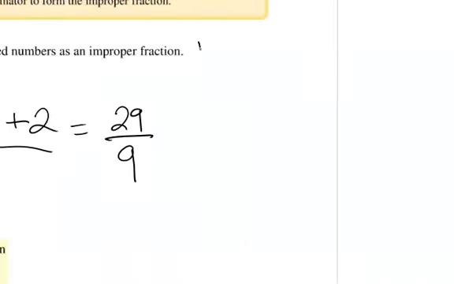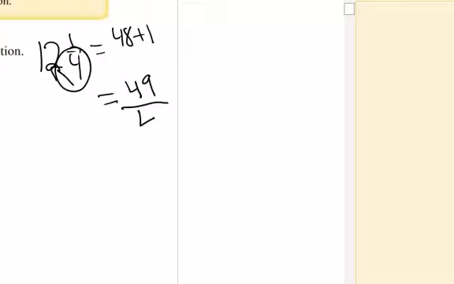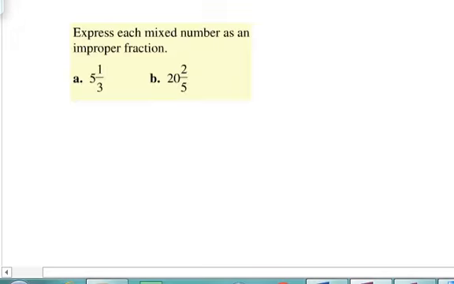I'll do the same thing with the next one, 12 and 1/4. I'm going to multiply these 2 numbers together. 12 times 4 is 48. I'm going to take 48 plus 1. That will leave me with 49. 49 over my original denominator, which is 4. I want to give you a moment to try these 2 here.